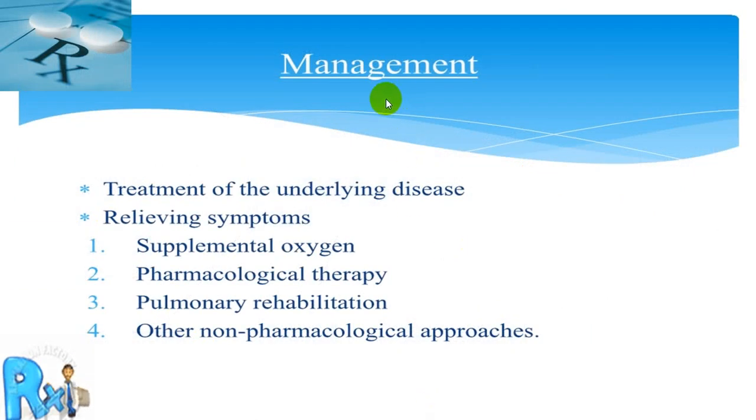As far as management is concerned, we always say identify the etiology and treat the underlying condition. But till you make the diagnosis, because of hypoxia, supplement the oxygen. We call it circulation, airway and breathing, CAB. Then you can go for drugs, pulmonary rehabilitation and a non-pharmacological approach.